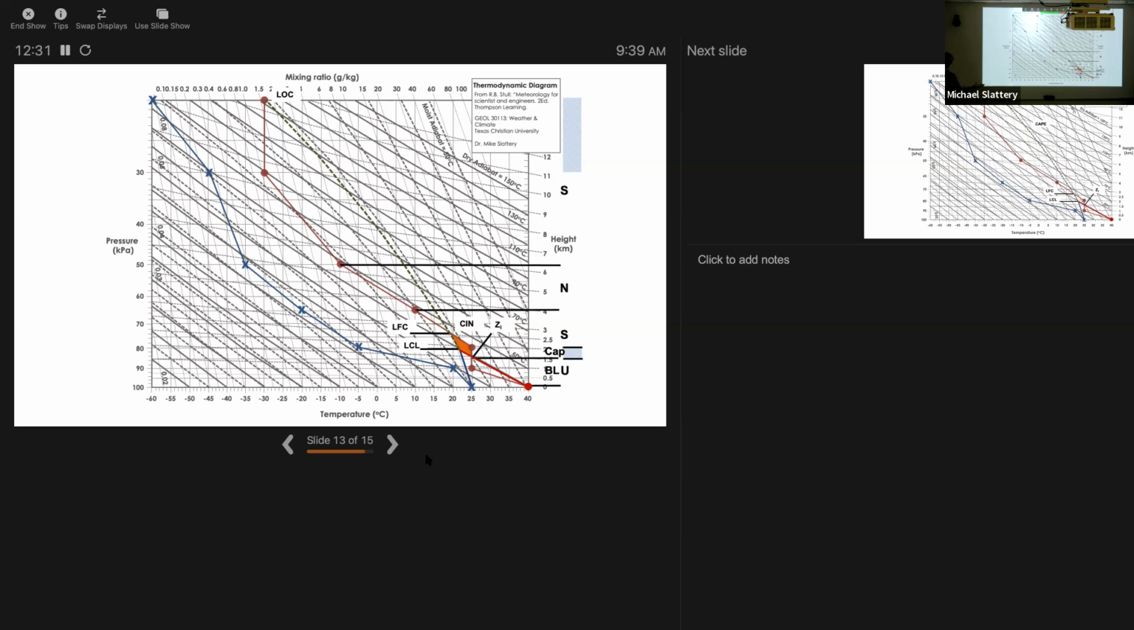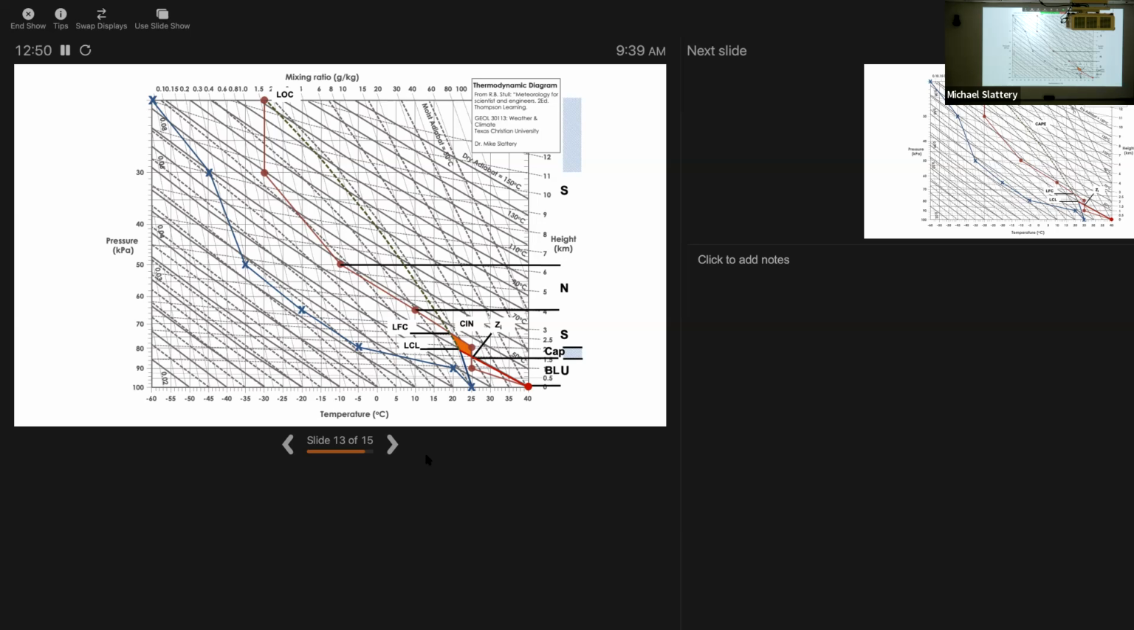So if the environmental lapse rate is steep, in other words, if temperature is changing quickly with height, then we wouldn't have had any convective inhibition whatsoever. We would have had free convection. Does that make sense? Okay. So that's I think where we left off, and then the limit of convection is the top.